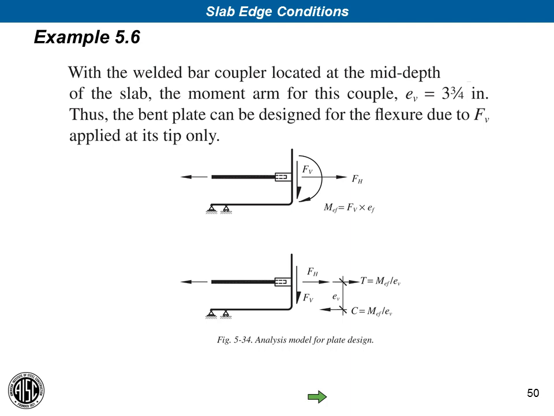So we're going to decouple that moment, MEF, which you see here, into a tension and compression couple. The tension component of that couple is going to be MEF divided by EV. That's going to go directly into the threaded bar coupler and into the slab. And the compression component would go into the horizontal leg of the bent plate, as you see here.